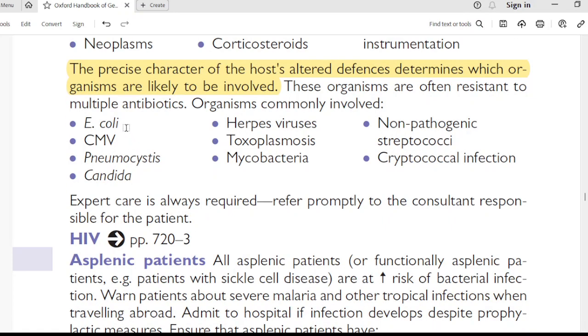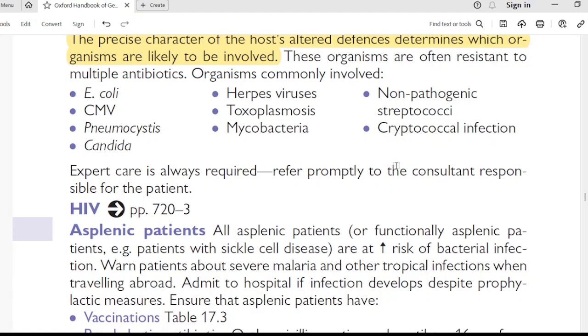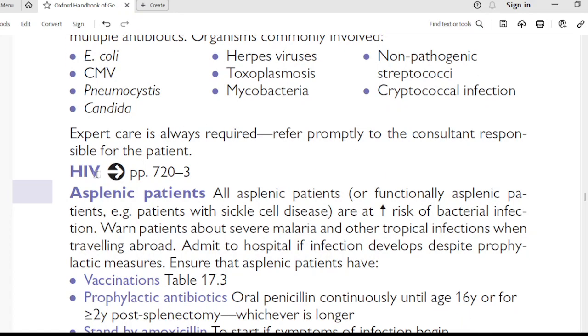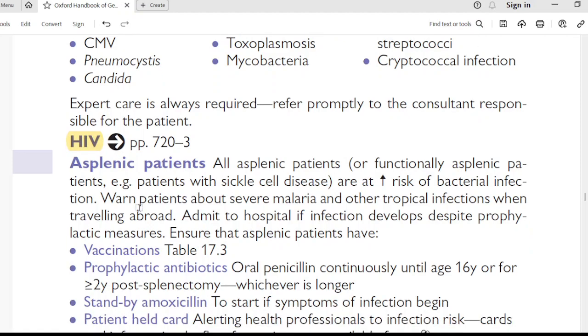Organisms commonly involved are E. coli, CMV, pneumocystis, candida, herpes viruses, toxoplasmosis, mycobacteria, non-pathogenic streptococci, cryptococcal infection. Expert care is always required. Refer promptly to the consultant responsible for the patient. HIV, page number 720.